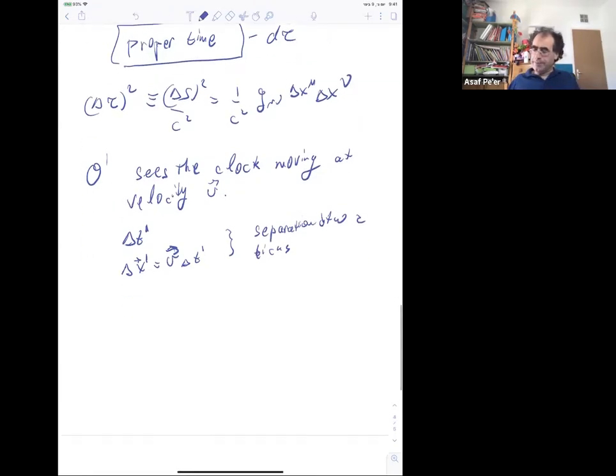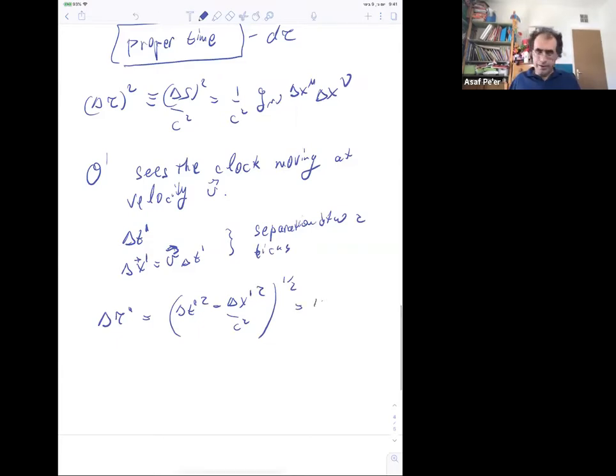So the proper time, delta tau prime, is just delta t prime squared minus delta x prime squared divided by c squared, to the power 1/2. So that's just 1 minus beta squared, to the power 1/2, times delta t prime, where I put delta x prime equal to v times delta t prime. So I can take delta t prime outside of the parentheses.